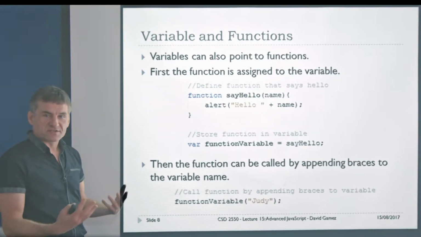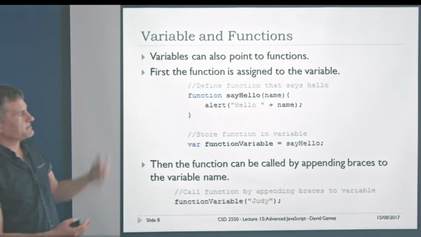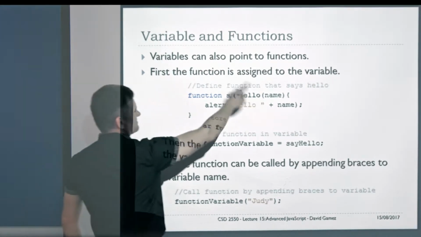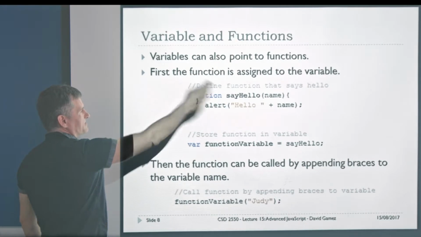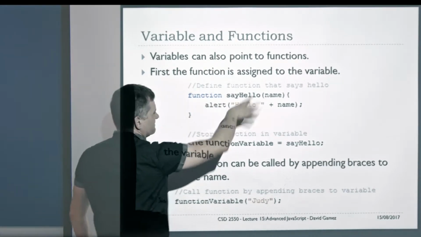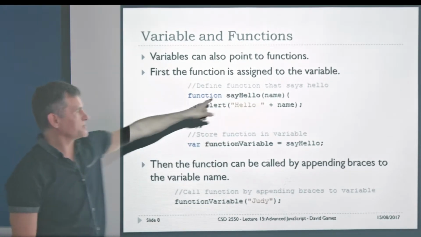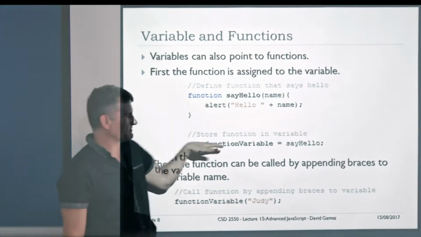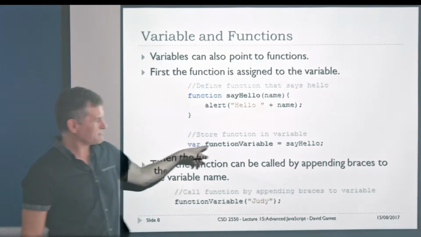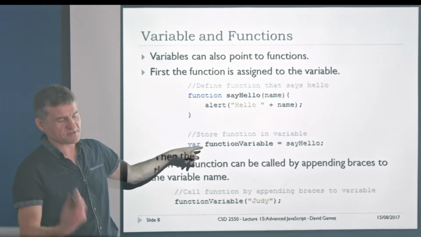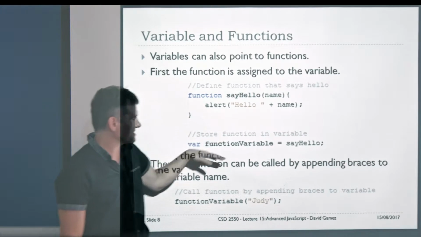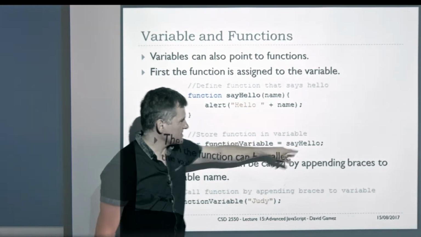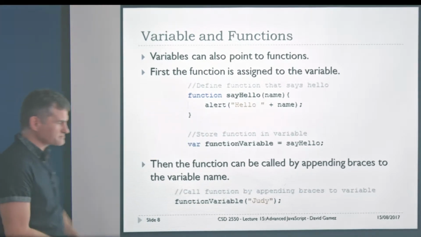Variables can also point to functions. First we assign the function to the variable. Here we have a function. Now we can create anonymous functions, and we're going to come to that a little later, but here we're just defining a standard function, sayHello. This function's called sayHello. And what I can do, if I want to, is point another variable to that function. Here we have just an ordinary variable, because all variables are ordinary variables in a way. They just point to things. So here we've got a function variable, and that's pointing to this function here.